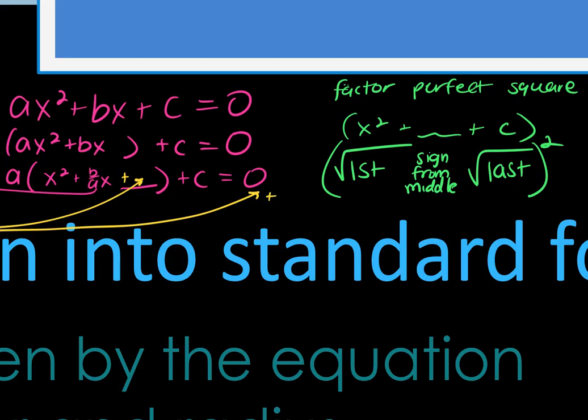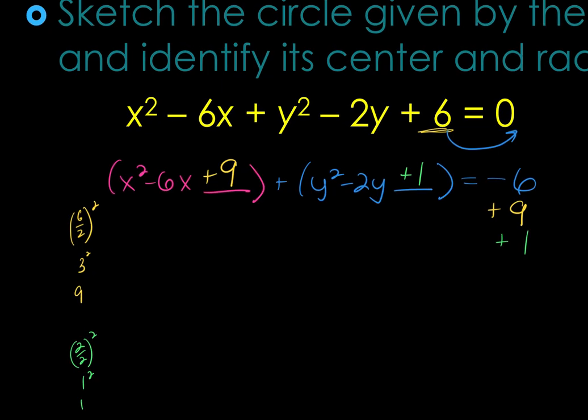Okay, parentheses get squared. So that's once we complete the square, then we'll factor. So if I go back to what I just completed the square on, I'm going to factor each of these. So for the x's, I square root the first term, that's an x. I square root the last term, that's a 3. I take the sign from the middle, which is minus, put it in parentheses and square it.